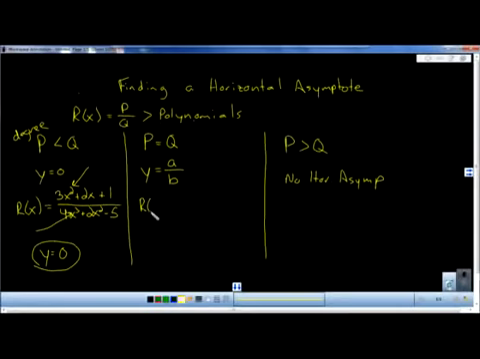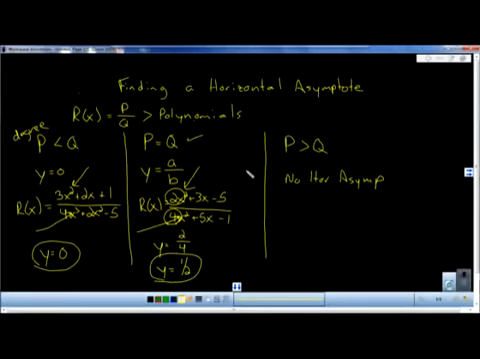Now let's take a look at an example where the degrees are exactly the same. Say r of x is equal to 2x squared plus 3x minus 5 over 4x squared plus 5x minus 1. The degree here is 2, and the degree down here is also 2, so the degrees are exactly the same. Now I said the leading coefficient of p divided by the leading coefficient of q. The leading coefficient is the coefficient of the first term if it's in standard form, so it's 2. Here the leading coefficient is 4. So y is equal to 2 divided by 4, so y is equal to 1/2.